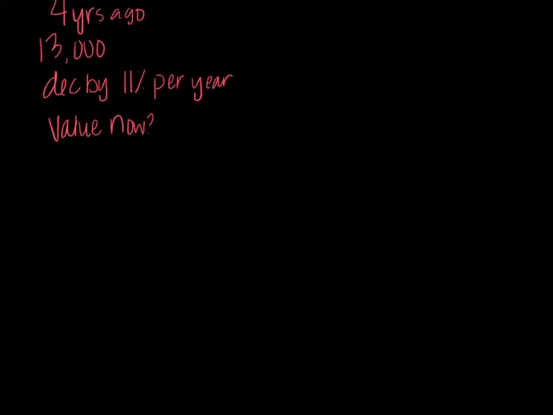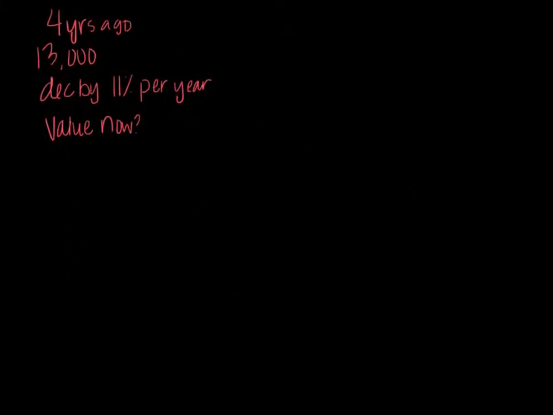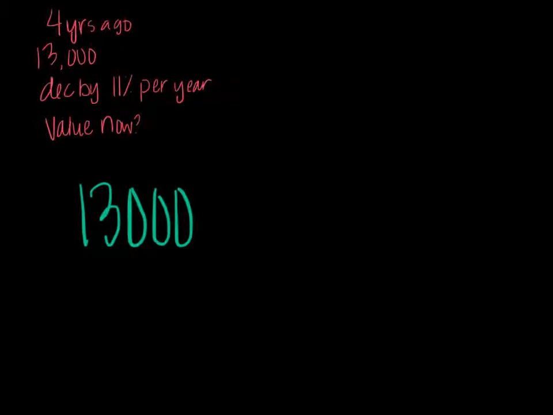So we're going to take all this information and figure out a formula to use. This is exponential decay. We've got our principal amount, which is that $13,000, and we need to figure out what it's decreasing by. It's decreasing by 11%, so 1 minus 0.11 gives us a decay factor of 0.89. So it's going down by 11% per year, and it's been happening for 4 years.